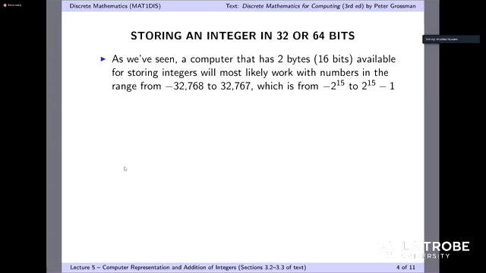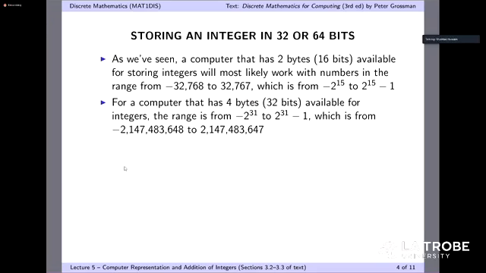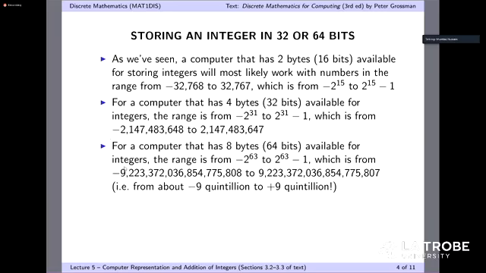As we see, in a computer that has 2 bytes available for storing integers, the range is from this to that. If you are working on 32 bits, the range would be negative 2 to the power 31 to 2 to the power 31 minus 1. And if it's 64 bits, you would have the range between minus 9 quintillion to plus 9 quintillion. Quite big, in other words. Any questions?